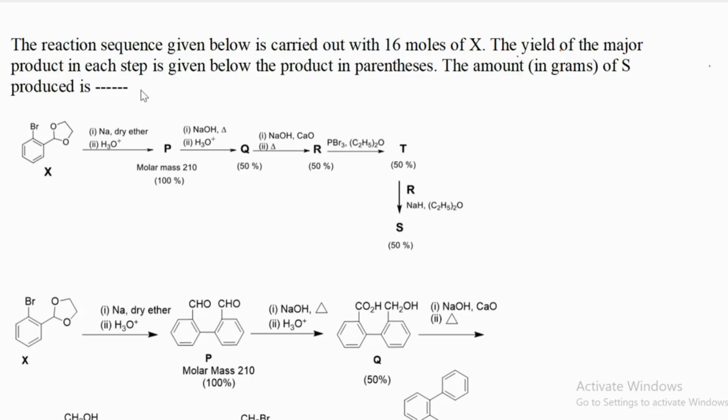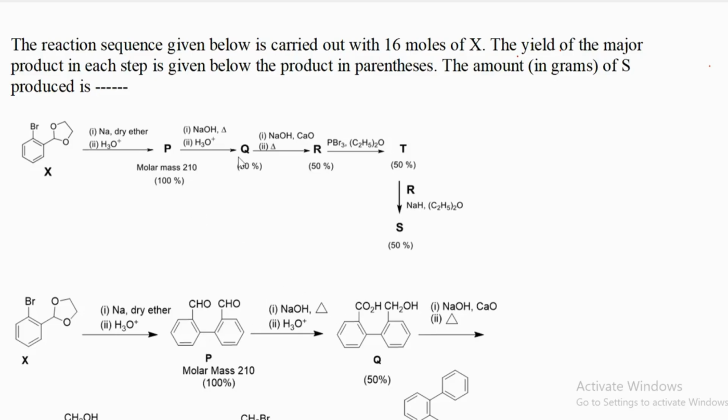Now we have to find out the products, then we will go to the yield. The first case: X in the presence of sodium and dry ether, this is a Fittig reaction. So it will give the biphenyl product, and later this cyclic acetal will get hydrolyzed. That's why I have given this free aldehyde. Okay, so this is P, the product that is formed.